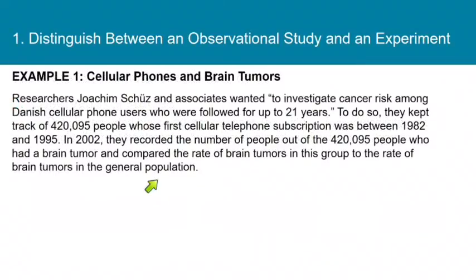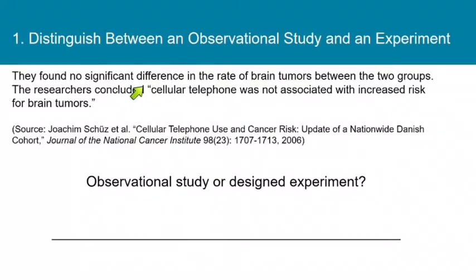So now let's read through this situation together and see if we can decide whether we are looking at an observational study or a designed experiment. So it says, the research team wanted to investigate cancer risk among Danish cell phone users who were followed for up to 21 years. To do so, they kept track of 420,095 people whose first cell phone subscription was between 1982 and 1995. In 2002, they recorded the number of people out of the 420,095 people who had a brain tumor and compared the rate of brain tumors in this group to the rate of brain tumors in the general population. Okay, it says they found no significant difference in the rate of brain tumors between the two groups. The researchers concluded cellular telephone was not associated with increased risk for brain tumors.